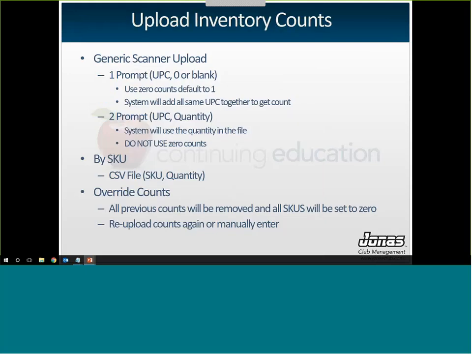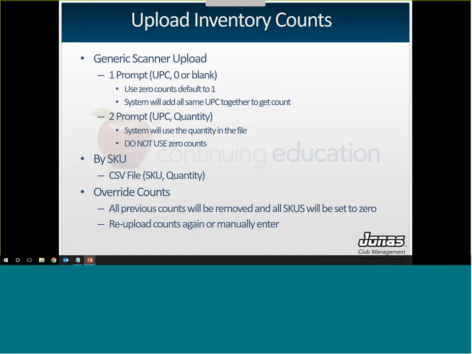So if you do have an inventory scanner, you can go ahead and go to Club Inventory, Inventory Count, Upload Inventory Count. So this is not the same as the Enter Item Counts that we were using for the manual entry. This is a completely different option on the menu. Our Upload Inventory Count gives you a couple of options, and again, I will show you this screen on the next slide. First, we have our generic scanner upload. So you have 2 options here.